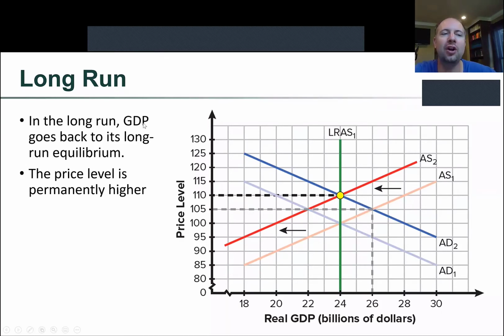So notice that in the long run, GDP goes back to its long run equilibrium. We started at 24, we end at 24. So we're back to full employment. The price level, however, is permanently higher. So that means we've had some inflation, but overall, on average, everyone should be doing as well as they were before. I'm getting paid 10% more. Everything I buy costs 10% more.